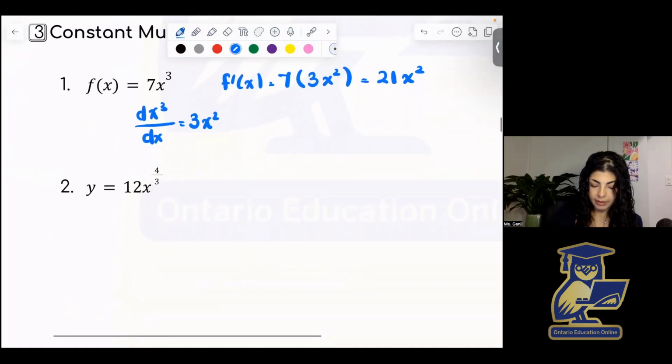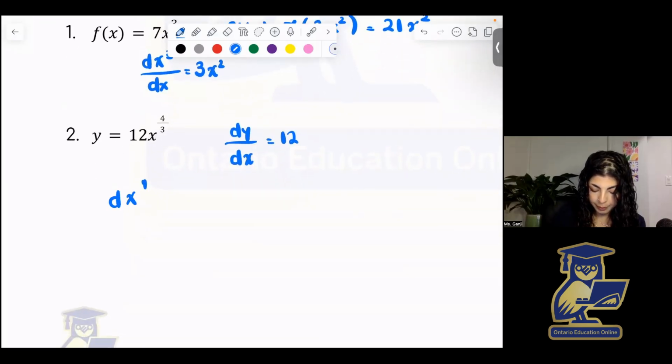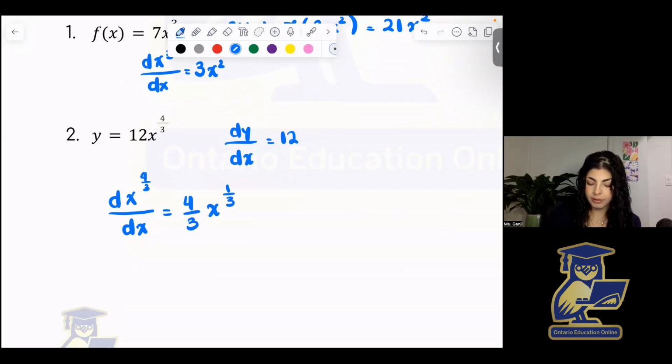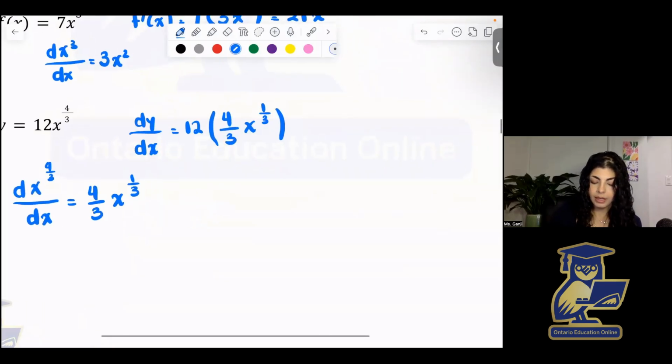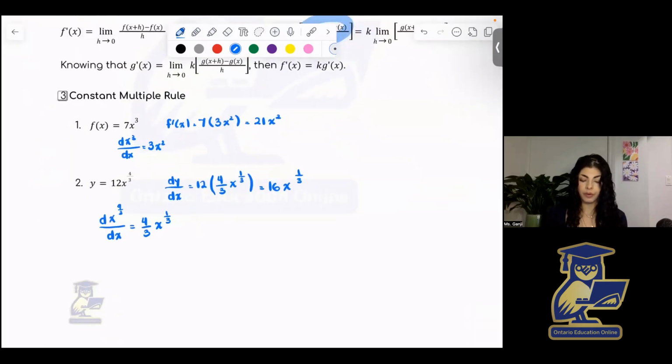Now for this next one, again, we start with, I'll just leave the 12. And now I'm going to find the derivative of d of x to the power of 4 over 3 by dx. And by power rule, we have 4 over 3 x to the 1 over 3. And this will just go here exactly as is. And here we just have to simplify to get 16x to the power of 1 over 3.